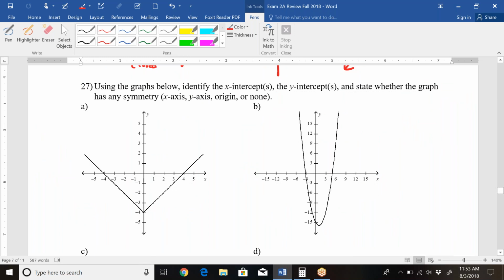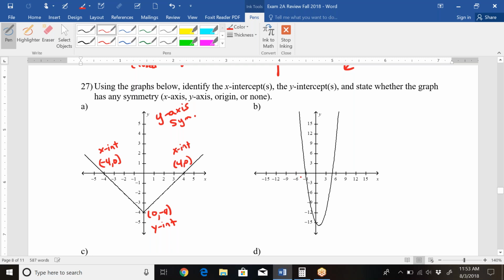Use the graphs below to identify the x-intercepts, the y-intercepts, and state whether the graph has x-axis, y-axis, origin, or none of those symmetries. Okay, so the x-intercepts here are (-4, 0) and (4, 0). My y-intercept is (0, -4). And if you fold this across the y-axis, it matches up. So this one has y-axis symmetry.